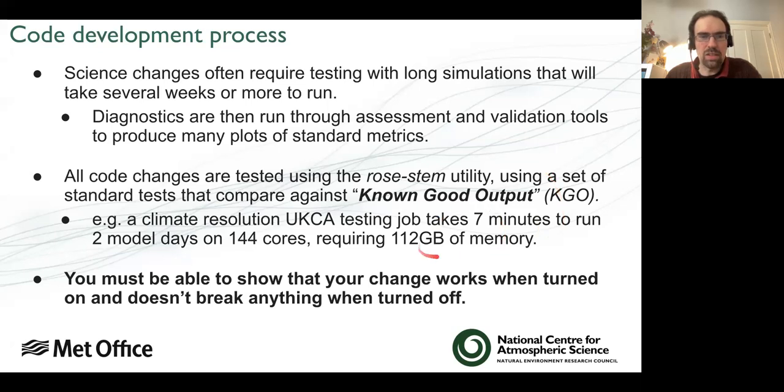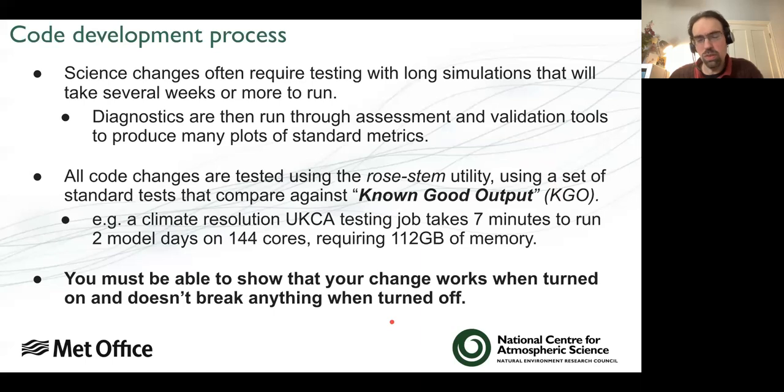And so on the HPC system, the big computers, we might run a 2-day UKCA job. It takes 7 minutes to run on 144 cores, and it needs about 112 gigs of memory to run. And the important thing when making a code change is you need to show that your change works when it's turned on. So Alice and Bob work. You've got their diagnostics to show that the flux is going, you're depositing them, and it doesn't break anything when it's turned off.